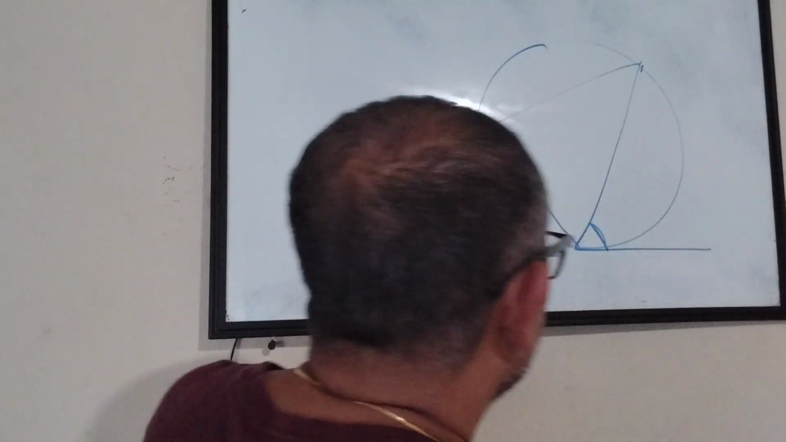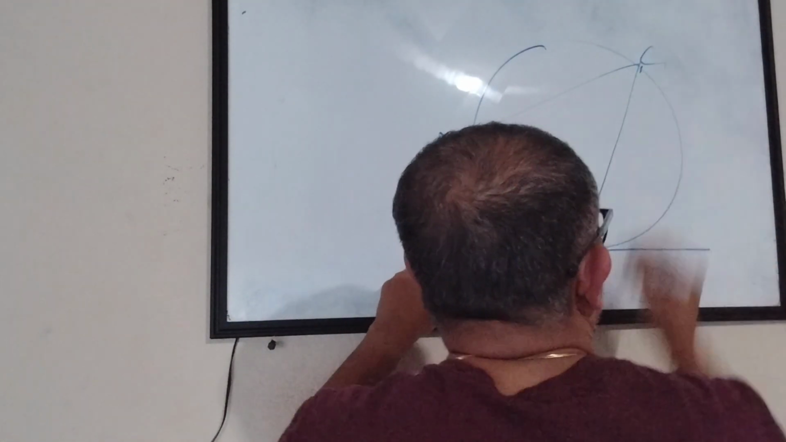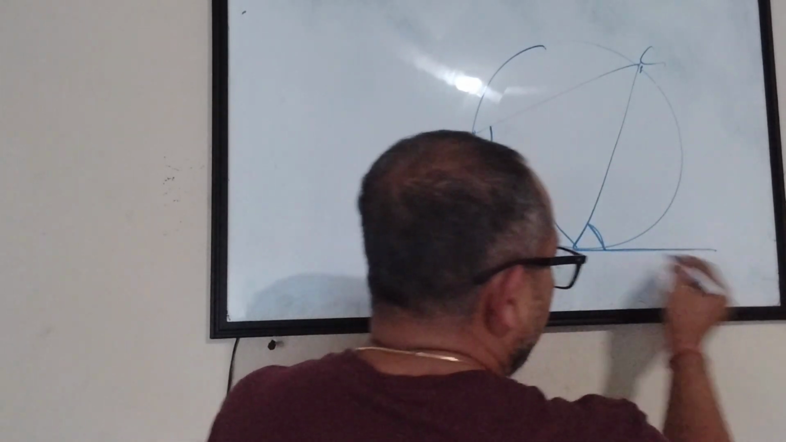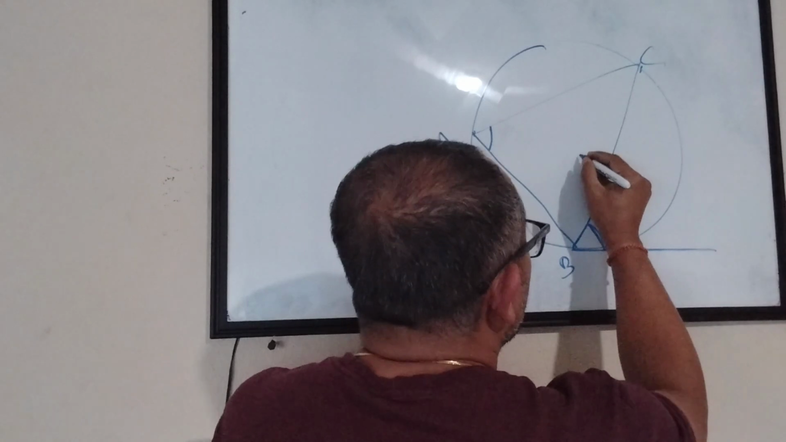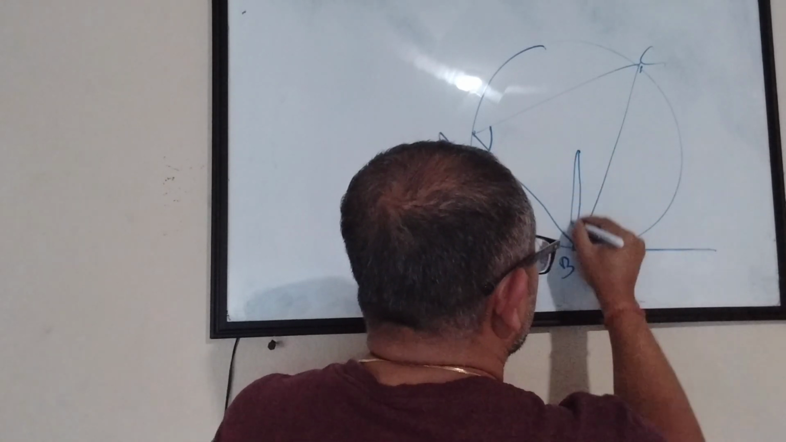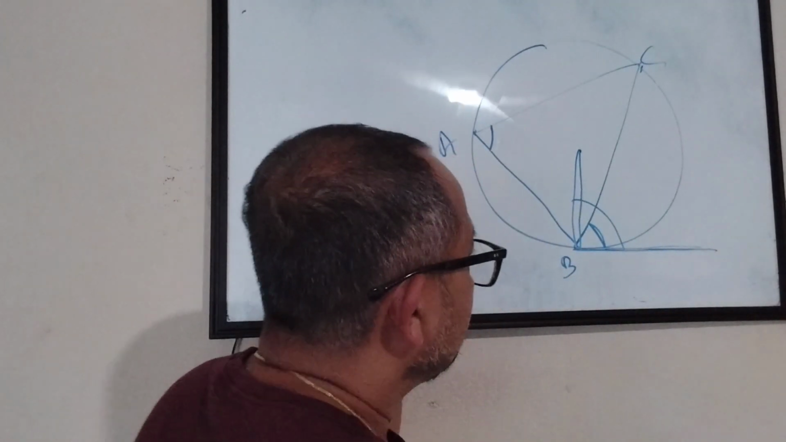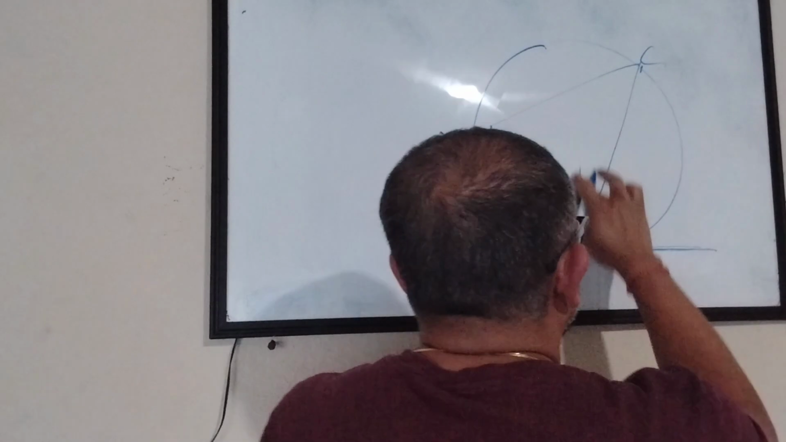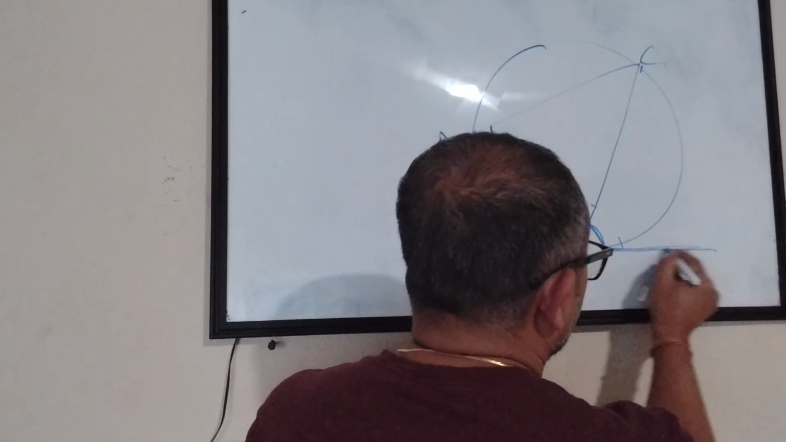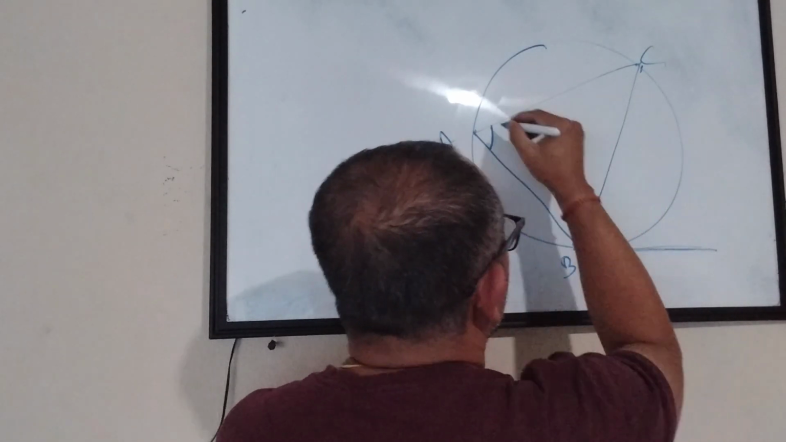I'm saying I have a circle. I have taken any 3 points, A, B, C, and on point B I have drawn a tangent. A tangent means if you join the center with that point, this is perpendicular, this is 90 degrees. So this tangent is making this angle with this chord. I'm saying this angle is equal to this angle.